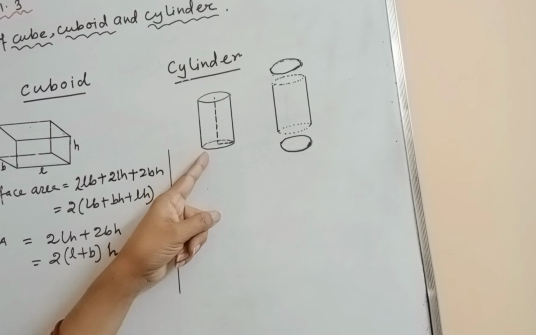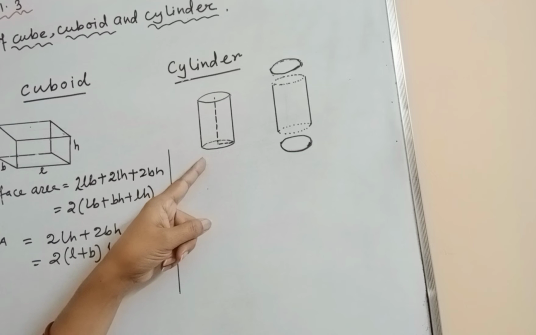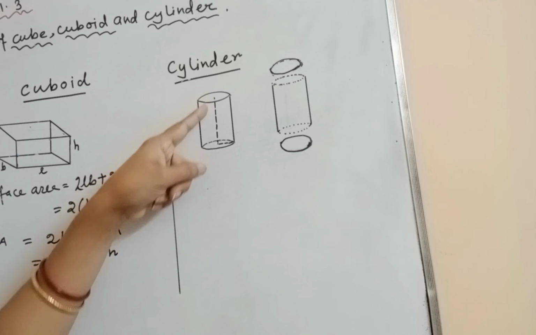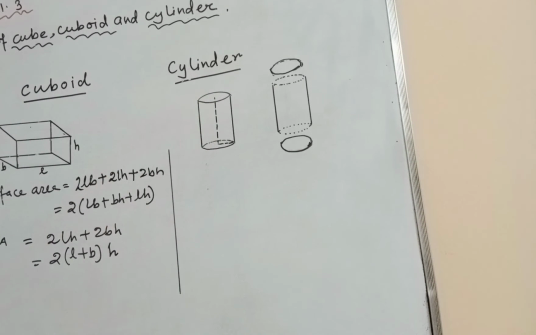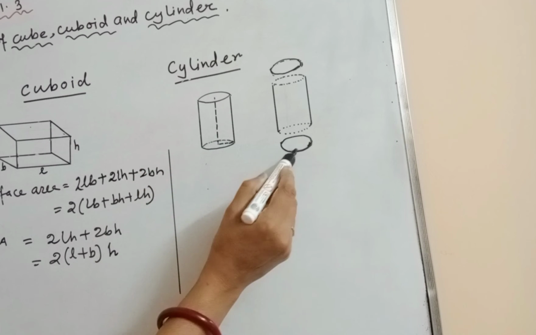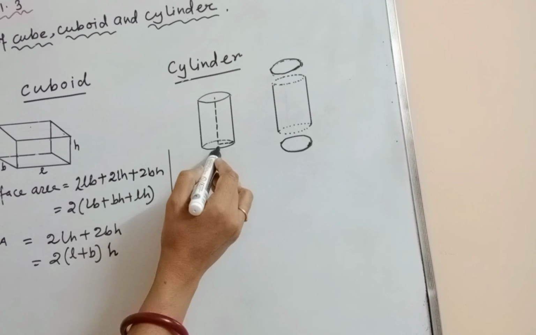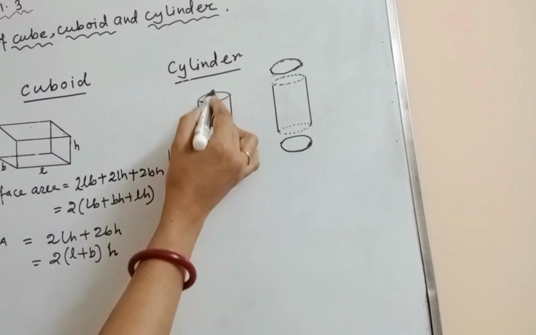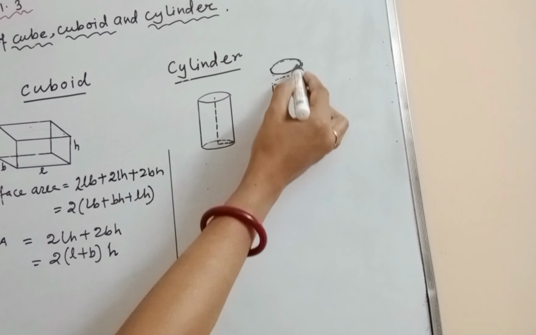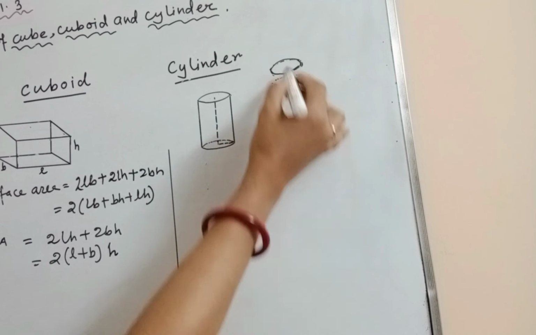Now for a cylinder, you can see this kind of figure, which is a right circular cylinder. This is the height, and this is the radius of the circular portion. See the circular portion: if I open the upper and the lower portion, it looks like a circle. If I open this, it is a surface, two circles.